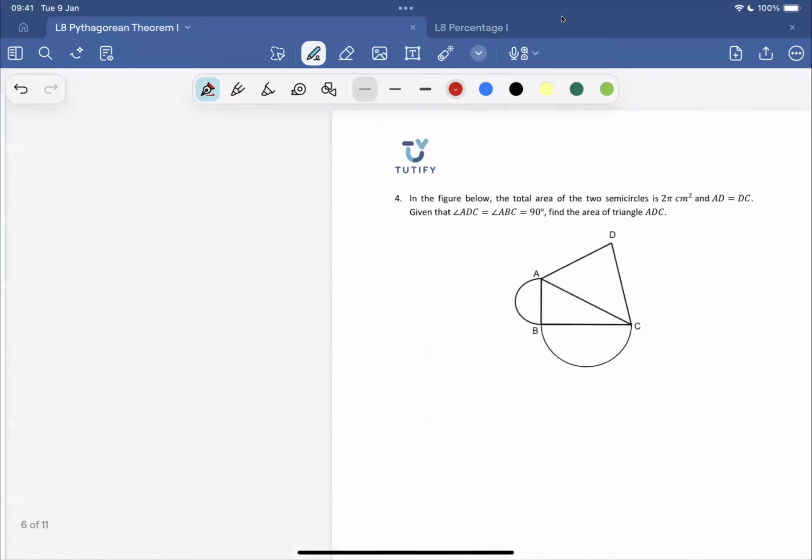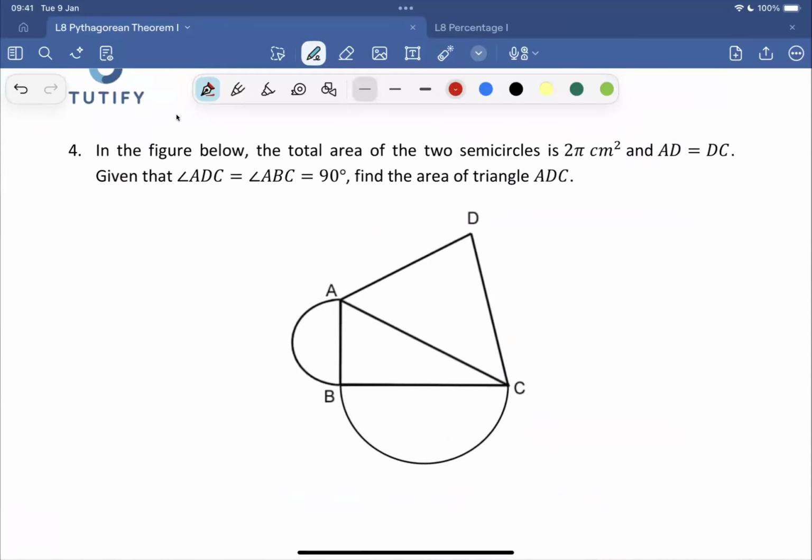All right. Wow, look at question 4. Very interesting. They say that in the figure below, they already gave you the area of the 2 semicircles. So the area of the 2 semicircles is 2 pi. And they also told you that AD equals DC. Guess what? Isn't this an isosceles triangle? Yeah, it's an isosceles. They also told you that ADC is 90 degrees. Okay, right angle isosceles. Find the area of the triangle ADC.